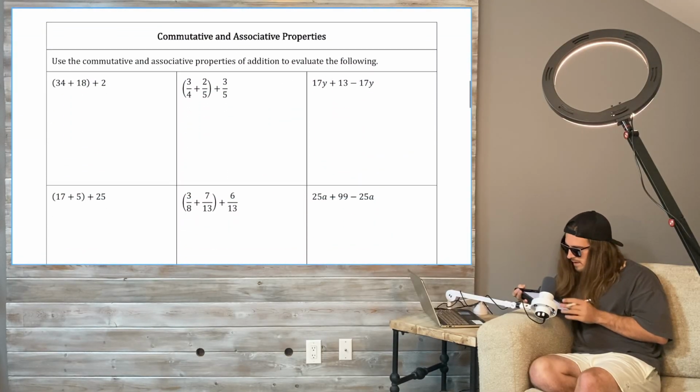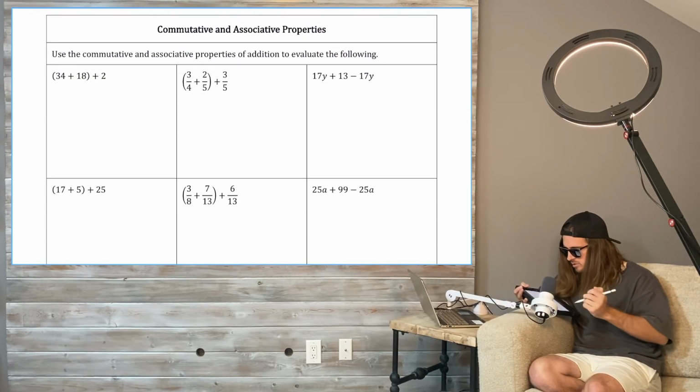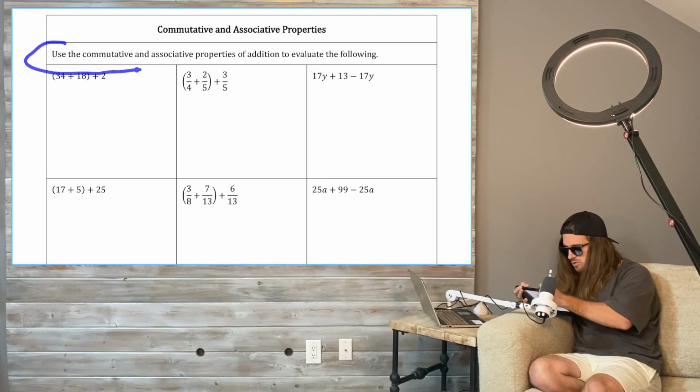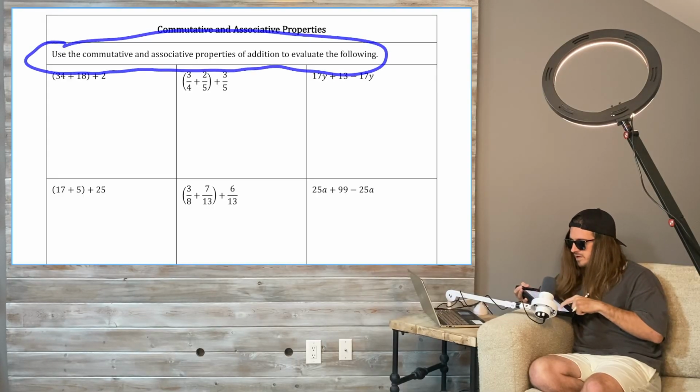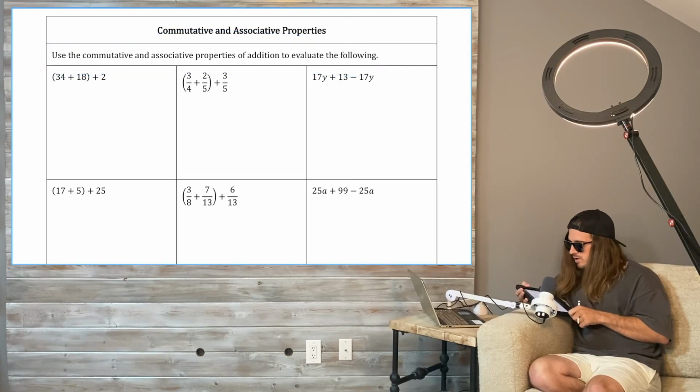All right, let's put them into practice here. So here's some practice problems. You can pause this and try these on your own. I recommend you do so, but I'm going to go through them. Use the commutative and associative properties of addition, specifically addition here, to evaluate the following.